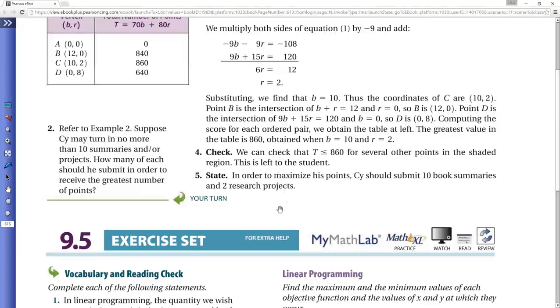Okay. So in summary, to maximize his points, Cy should submit 10 book summaries and 2 research projects. Now if I did this and I said, well, 860 is not enough points, I don't like that, then I can mess with my constraints, right? I might have to take 20 hours away from another class and open up that constraint on the amount of time, and that would change some stuff too.